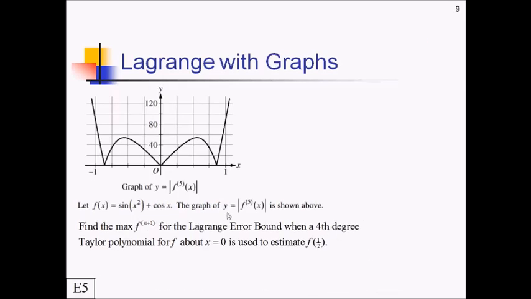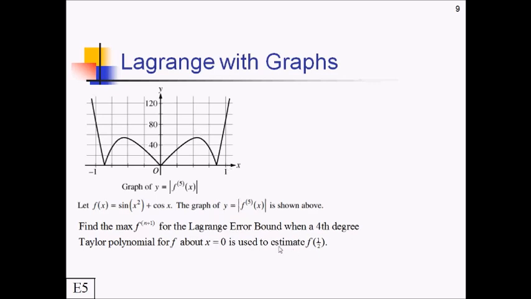We'll do one more example here. So we've got this graph of the 5th derivative of this function, and we want to find the max n+1th derivative using Lagrange 4th degree polynomial about 0, estimating f of 1/2. Pause the video, give this last one a shot.